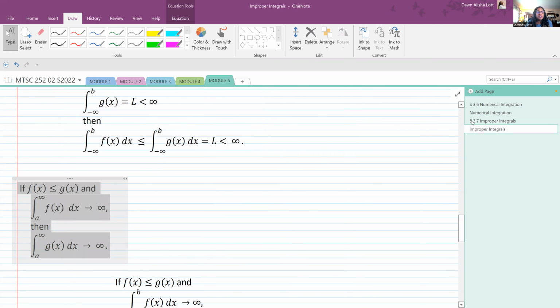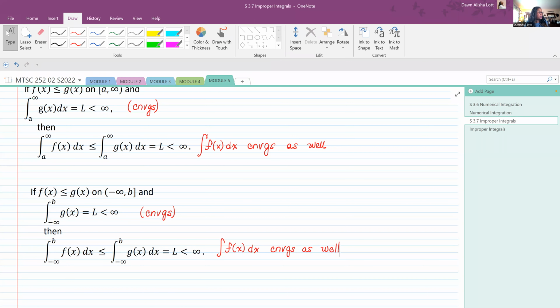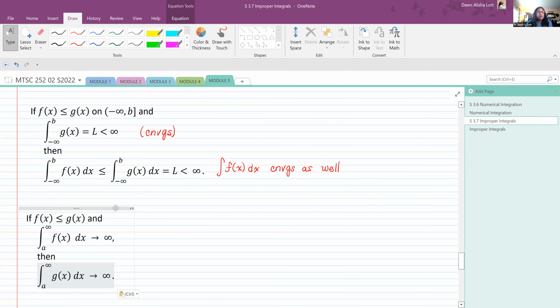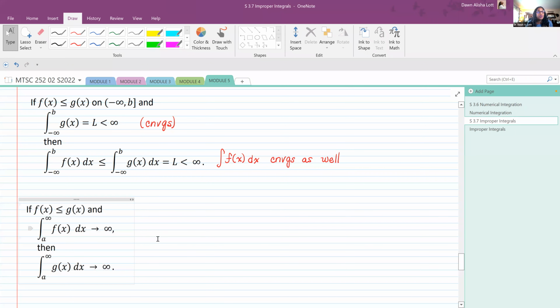Okay, now this says, suppose you're bigger than something that diverges. Okay, what happens? All right, so now I have the case f of x is still less than g of x, but the integral of f of x goes to infinity. So this diverges. But because g of x is bigger than f of x, this integral dx diverges as well.